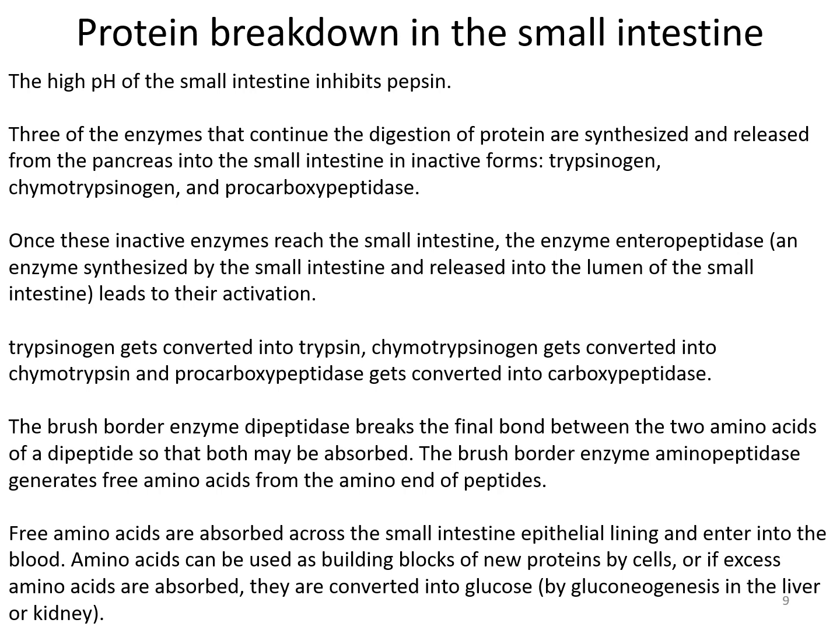Okay, once these inactive enzymes get into the small intestine, you've got an enzyme, enteropeptidase. This enzyme is synthesized by the small intestine and released into the lumen, and it's going to lead to their activation. So it actually activates trypsinogen into trypsin, and then trypsin goes on to activate the other two. But enteropeptidase is an enzyme that is made and released in the small intestine, and it is used to lead to the activation of all of the other inactive enzymes that came from the pancreas.